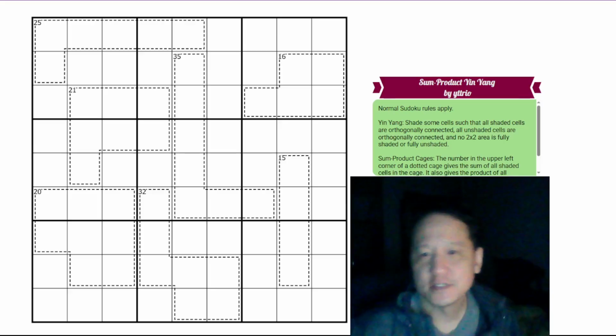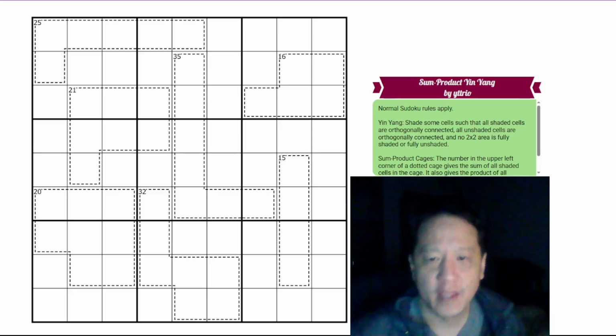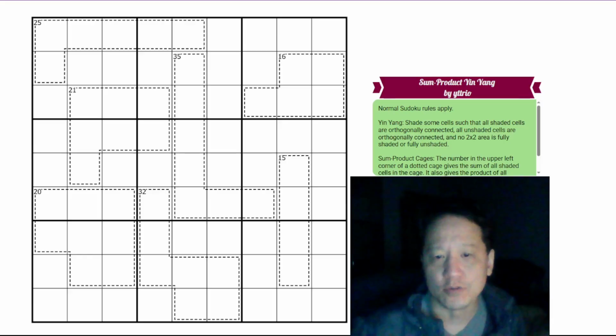And this is today's challenging level puzzle. It's called Sum Product Yin Yang by Yitrio. And here are the rules.